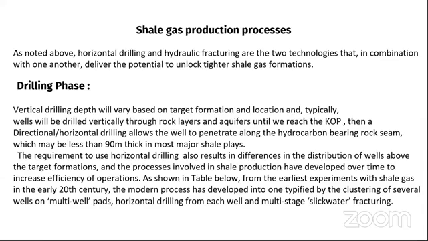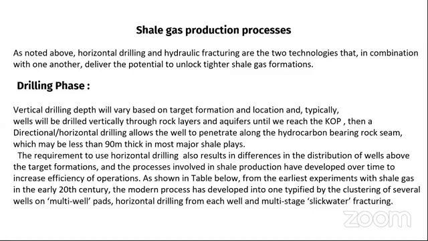So, shale gas production procedure. As noted above, horizontal drilling and hydraulic fracturing are the two technologies that, in combination with one another, deliver the potential to unlock tighter shale gas formations. In the drilling phase, vertical drilling depth will vary based on the target formation and location, and typically wells will be drilled vertically through rock layers and aquifers until we reach the KOP. Then directional horizontal drilling allows the well to penetrate along the hydrocarbon-bearing rock seams, which may be less than 90 meters thick in most major shale plays.